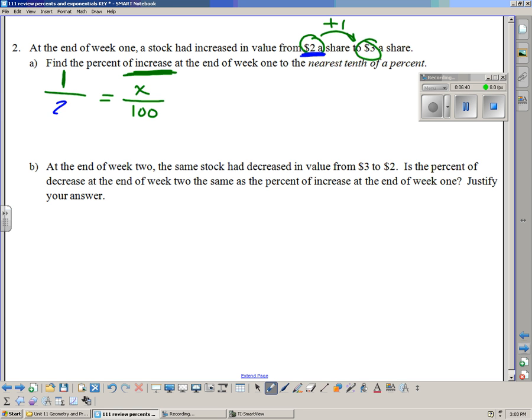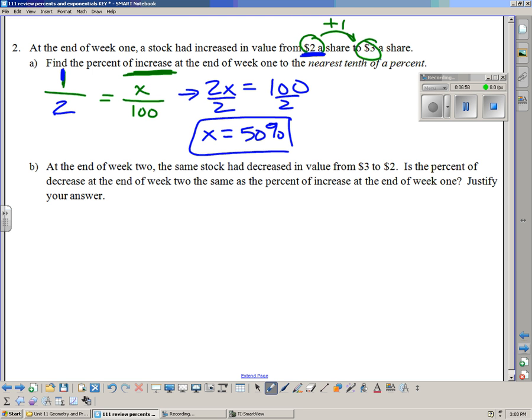So I'm going to put in the denominator a 2. So 1 was how much it went up by. It used to be 2, equals X over 100. Cross multiplying, I would get 2X equals 100, and divide by 2, and X is 50. And we don't even need to round that to the nearest tenth of a percent.